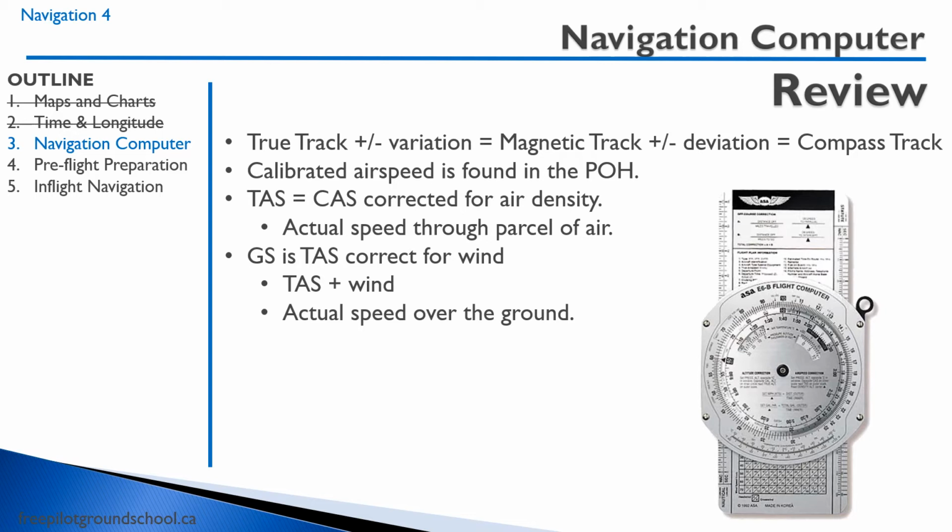The calibrated airspeed is found in the POH. True airspeed is calibrated airspeed corrected for air density. We can look at the POH to find our planned true airspeed. Then we look at our flight computer if we want to convert our indicated or calibrated airspeed to true airspeed based on the temperature and pressure. Ground speed is true airspeed corrected for wind and is the actual speed over the ground.